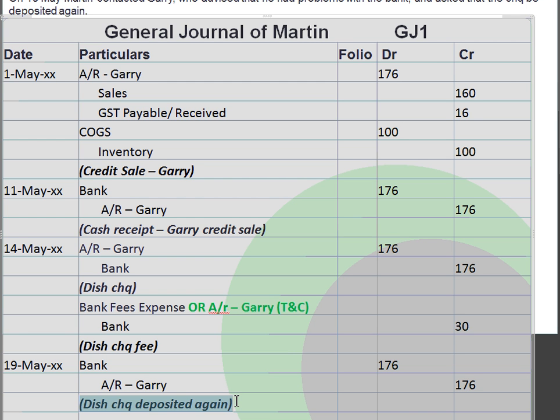Alright. You know what I forgot? I forgot to put $30 here. Sorry about that. Okay. Now, let's assume that we're pretty much finished. Okay, so if the $30 went to bank fees expense, then we're done. However, if we billed Gary for the additional $30, it will still stay outstanding on accounts receivable Gary account until we get a new check or an electronic funds transfer for $30.